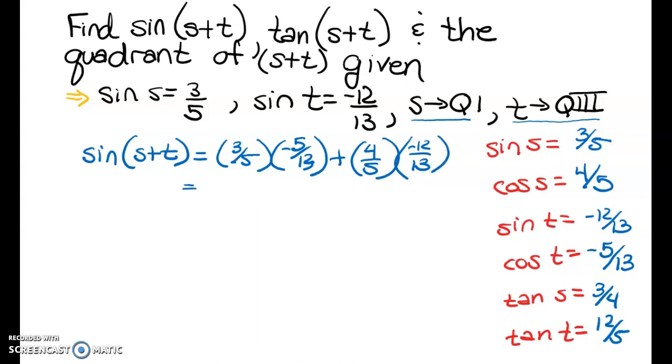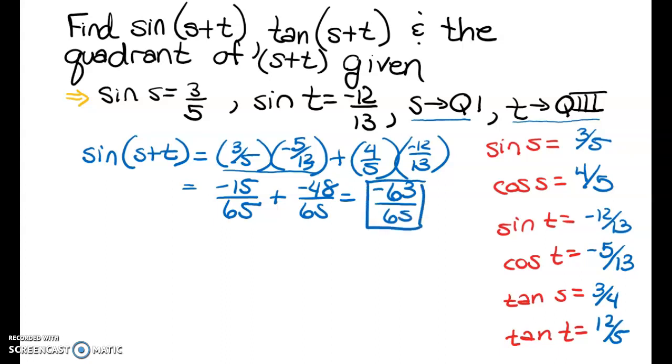So when I multiply that out, I could reduce this first, but then the second one I noticed doesn't reduce in the same way, so I'm not going to reduce so that I have a common denominator after I multiply. So I get a -15/65 plus a -48/65, and that comes out to a -63/65.